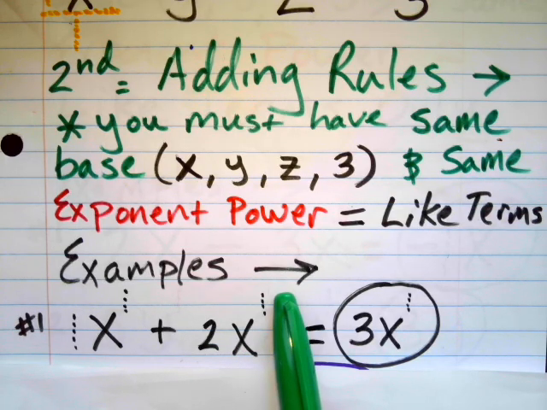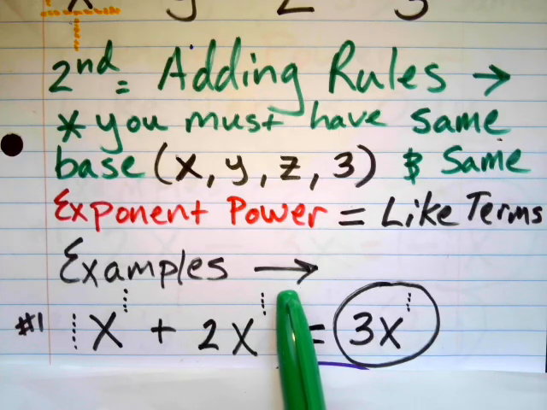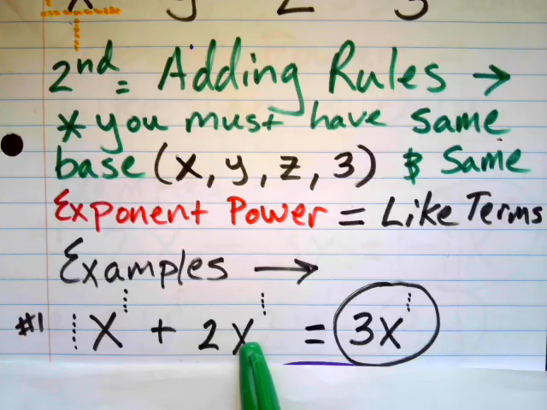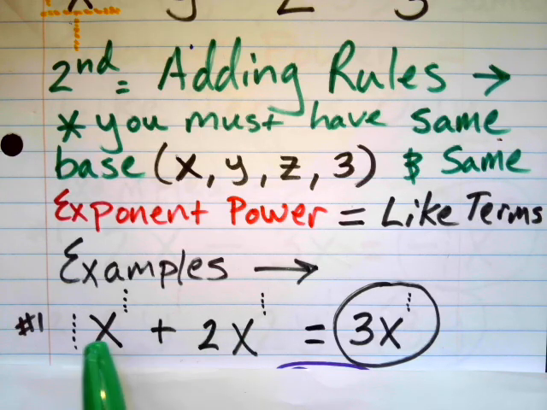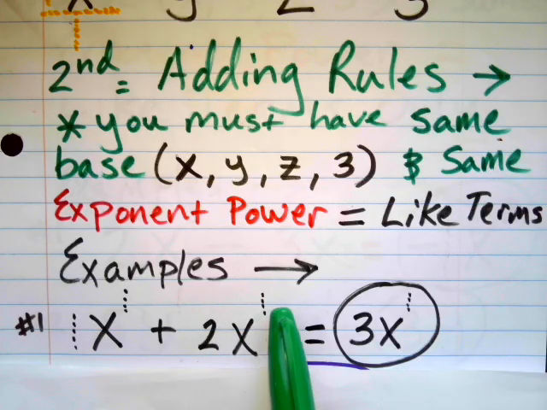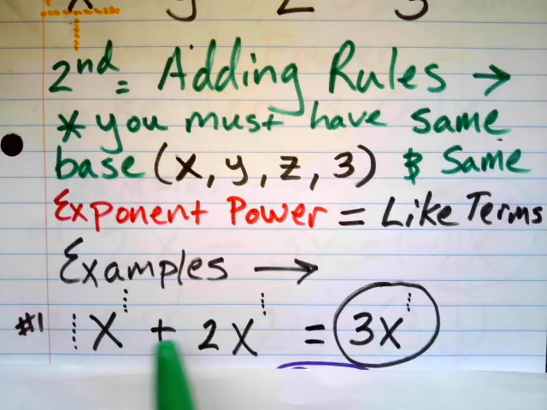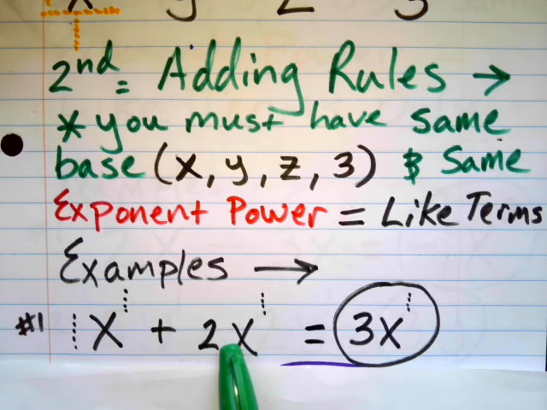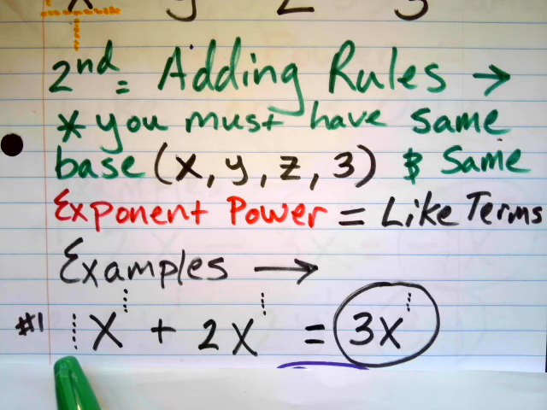x, and show that invisible 1 exponential power. The base is x. So now we've got x and x. We have the same base, to the first power. Since these are the same base with the same exponential powers, these are considered like terms. And all we're going to do is add the coefficients in front of the x.